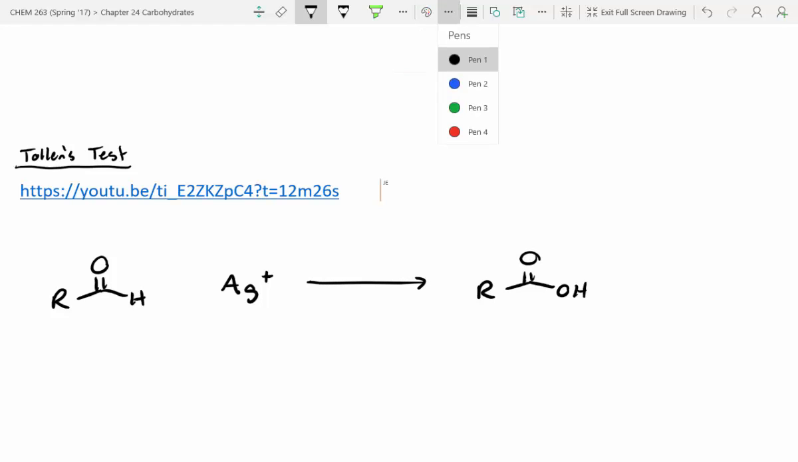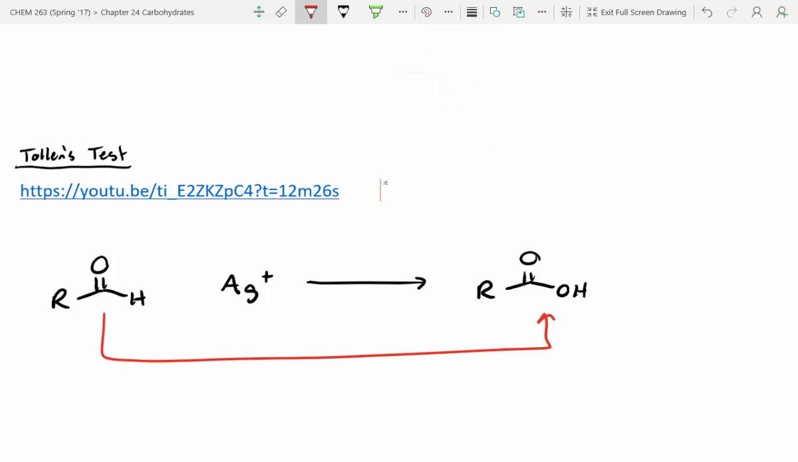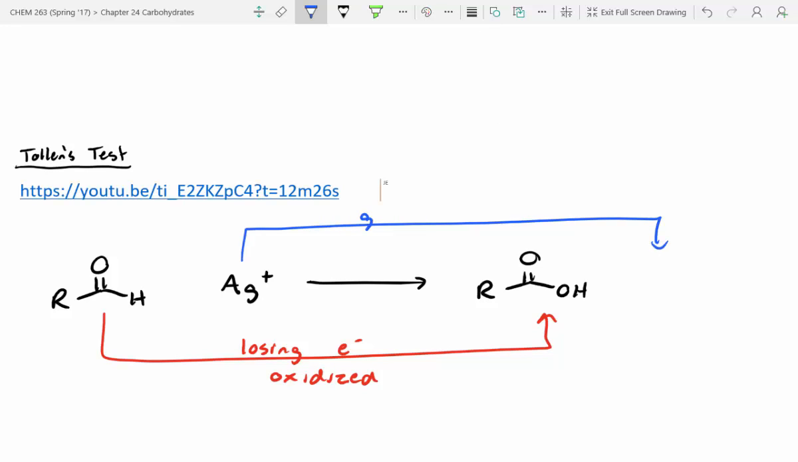So if you think about it this way, this is losing electrons, so it's oxidized. Which means that the silver, on the other hand, must be gaining electrons from that oxidation reaction, which means it's being reduced. And in this process, you're basically forming a silver mirror. So it's a pretty cool reaction.